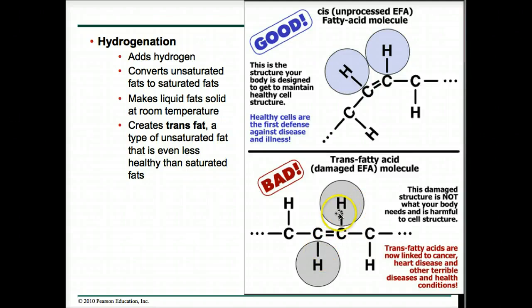These types of trans fatty acids have been linked to things like heart disease and cancers, and it's because your body sees it as foreign. It's not a natural element. So your cells start to freak out and unusual things happen.